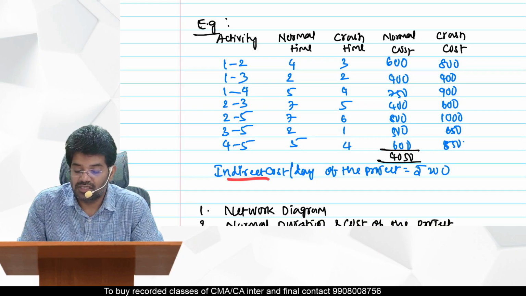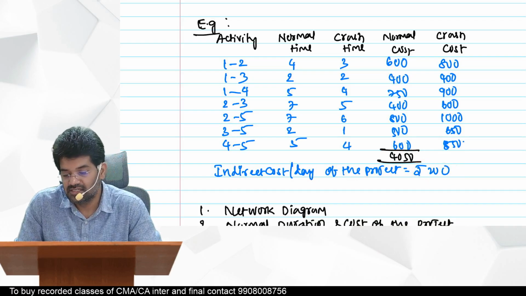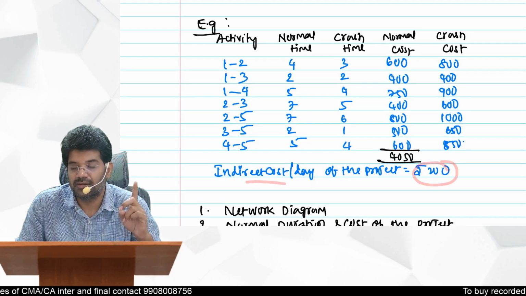And the indirect cost per day of the project is 200 every day, overheads. So if you save 1 day, you can save this indirect cost of 200 rupees per day, or not? Yes.